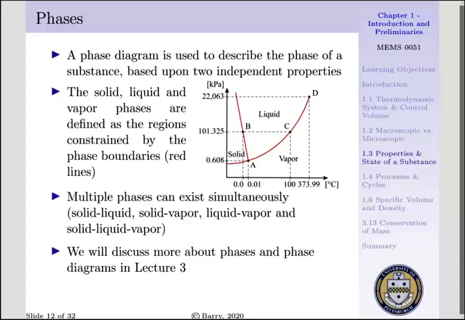However, if we look at the phase diagram for water to the right, we have a few interesting points. Point A is referred to as the triple point, where water can exist in all three phases simultaneously, and this occurs at 0.608 kPa and a temperature of 0.01 degrees centigrade. Water will boil at a pressure of 101.325 kPa and a temperature of 100 degrees centigrade, as indicated by point C. And water will freeze at 101.325 kPa and 0.0 degrees centigrade, as indicated by point B. Point D is the critical point, where the phase is undefined.